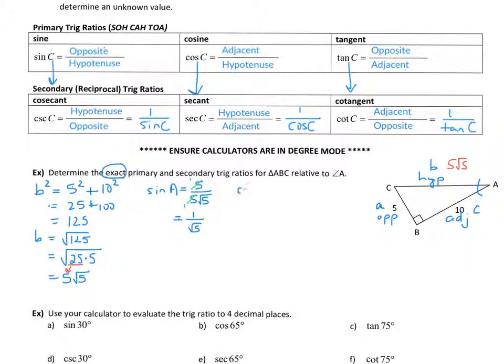The cosine of angle A is adjacent divided by hypotenuse, so that's going to be 10 for my adjacent side. Hypotenuse was 5 root 5. Again, the 5 and the 10 can reduce. 5 goes into itself once and into 10 twice. So that's going to leave us with 2 over the square root of 5.